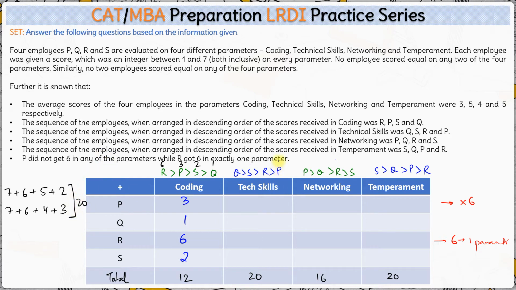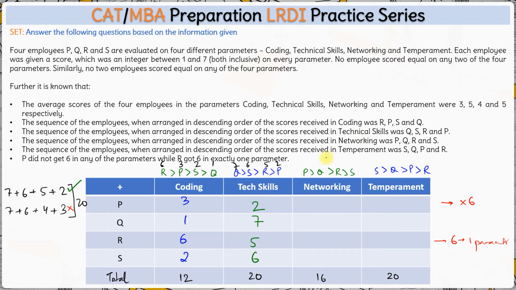Now, the least score in technical skills is obtained by P, and P has already obtained a score of 3. So P cannot obtain a score of 3 in technical skills because no employee can score the same score in multiple parameters. Since P is the least, P cannot get a 3 in technical skills. That means for technical skills, the ratings are 7, 6, 5 and 2 in decreasing order. So P gets 2, R gets 5, Q gets 7, S gets 6 here.